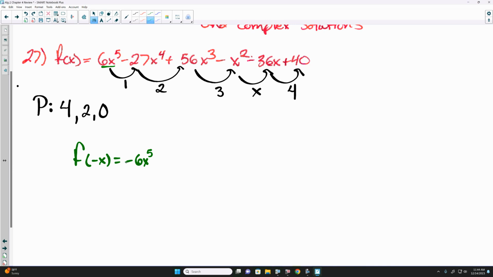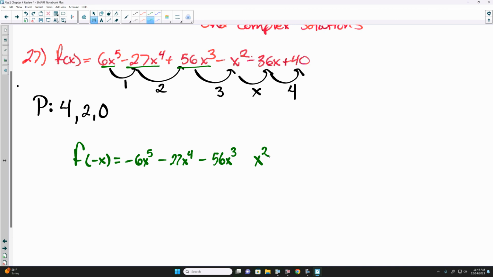The next one is 27x to the fourth. Is the exponent even or odd? Even, so the sign stays the same. Since it was negative, it's going to stay negative. Our next one, 56x to the third. Is the exponent even or odd? Odd, so the sign would change from positive to negative. Our next one, x squared.